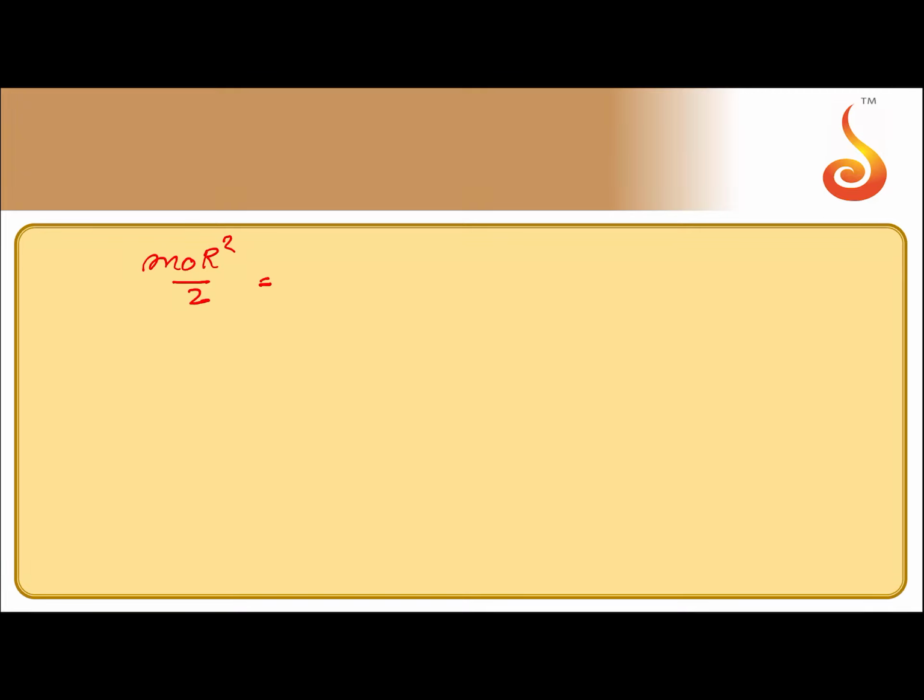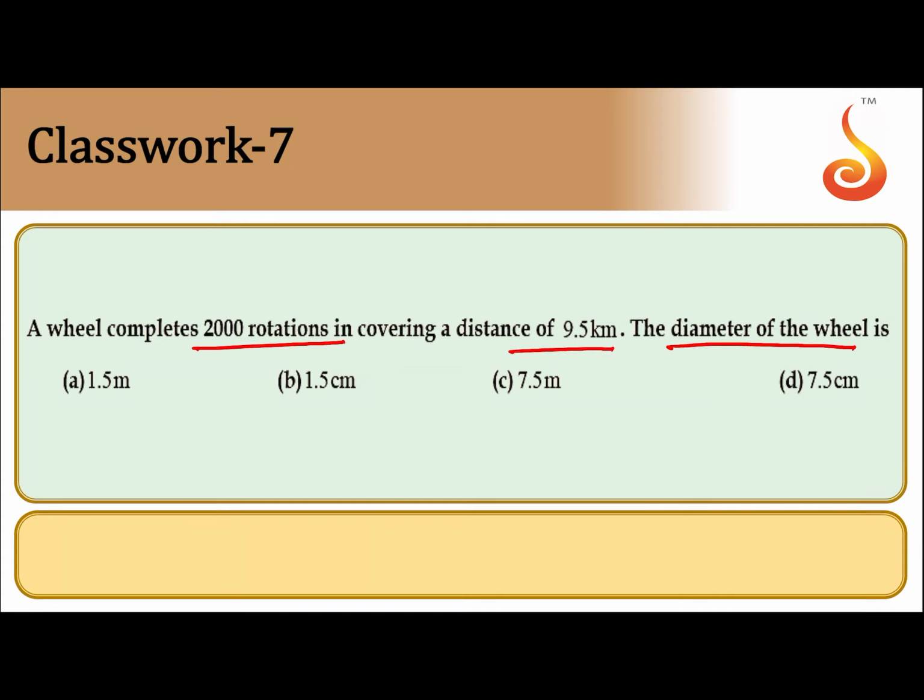Next one. A wheel completes 2000 rotations in covering a distance of 9.5 kilometer. The diameter of the wheel is? Distance covered is given. We need to find the diameter and the number of rotations is given. Simple problem. So we can say distance covered is equal to 2 pi r, isn't it? And this can be written as pi into d, diameter, and this is in one rotation.